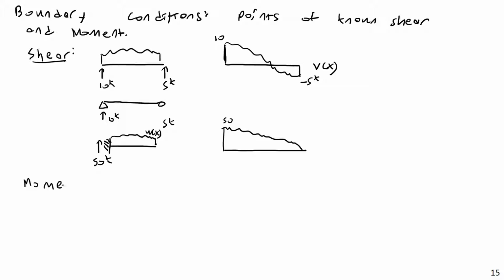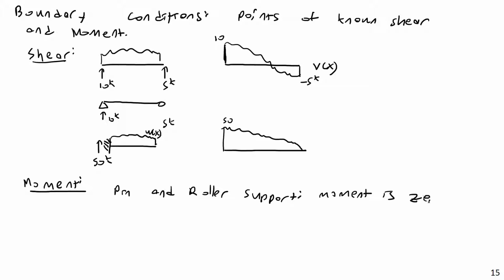Moment, a common boundary condition, is going to be pin and roller supports. So if you have pin and roller supports at those locations, the moment is 0. Wherever you have pin and roller, the moment is 0 there. And if you have a cantilever beam, and that's simply because by definition they cannot resist any moment, and so the internal moment there must be 0.